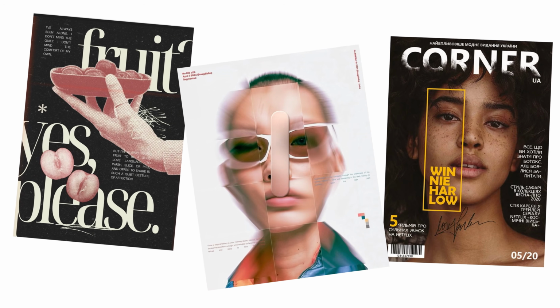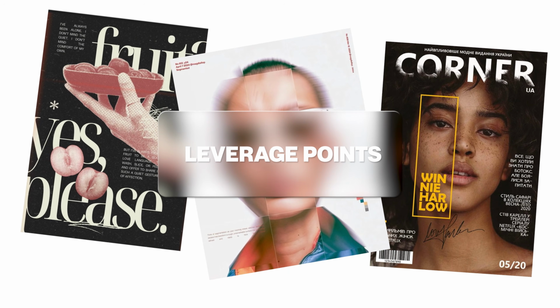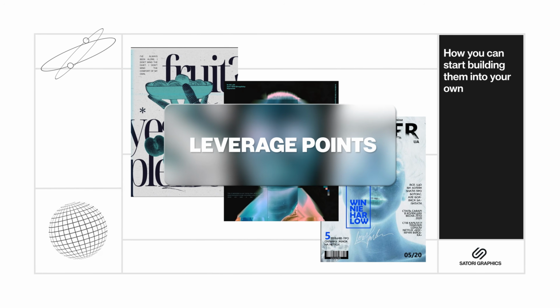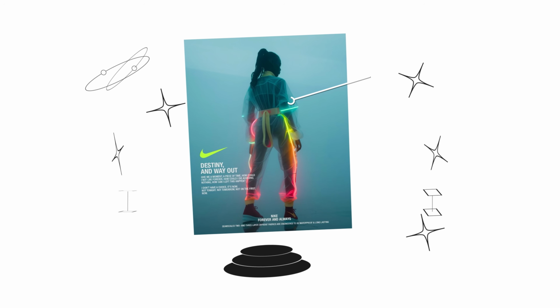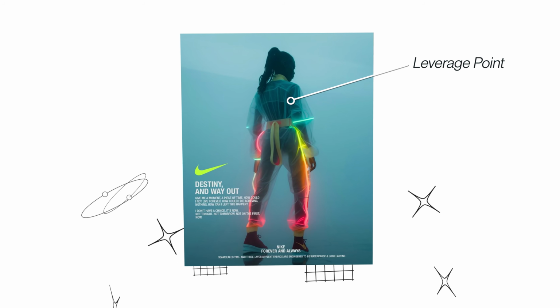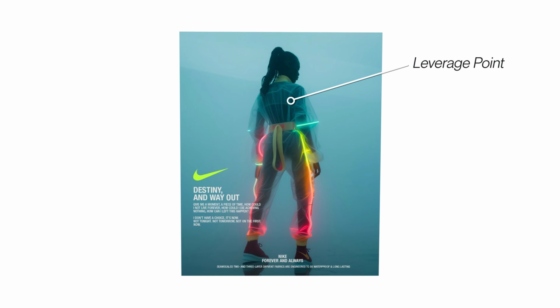Okay, let's break down how leverage points actually shows up on real designs, and more importantly, how you can start building them into your work. So take the Nike campaign here. This design has a clear leverage point, that is the model. That's what grabs your attention at first. Why? Well, because the designer used contrast, bright neon outlines, a misty background, and there's also scale at play here.